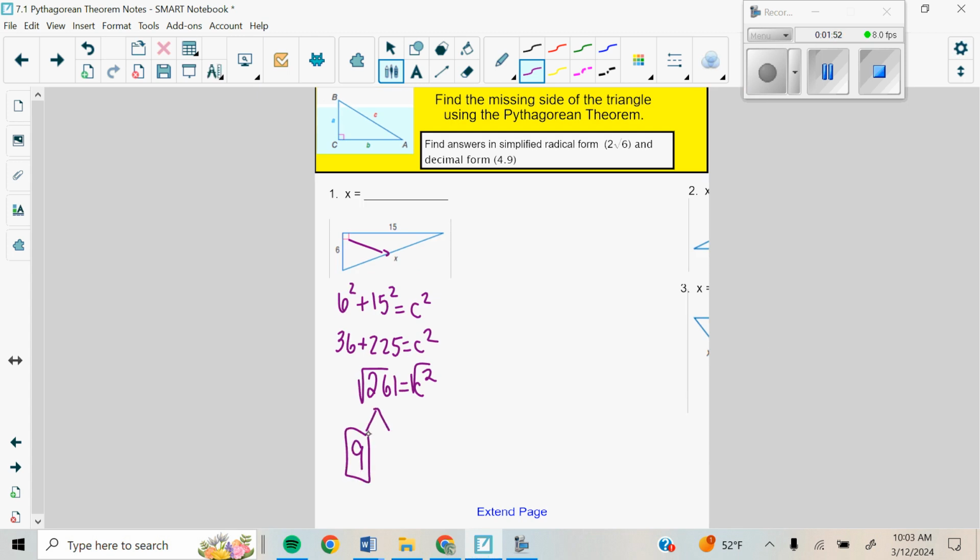9 is our largest perfect square, and 29. So the square root of 9 gives us 3. And then we put our 29 back underneath. And then if we do it as a decimal, so go square root of 261, that gives us 16.2. All right, so simplified radical form is our first form, and then as a decimal is our second form. All right, I want you to go ahead and pause here and try problem 2 all on your own.